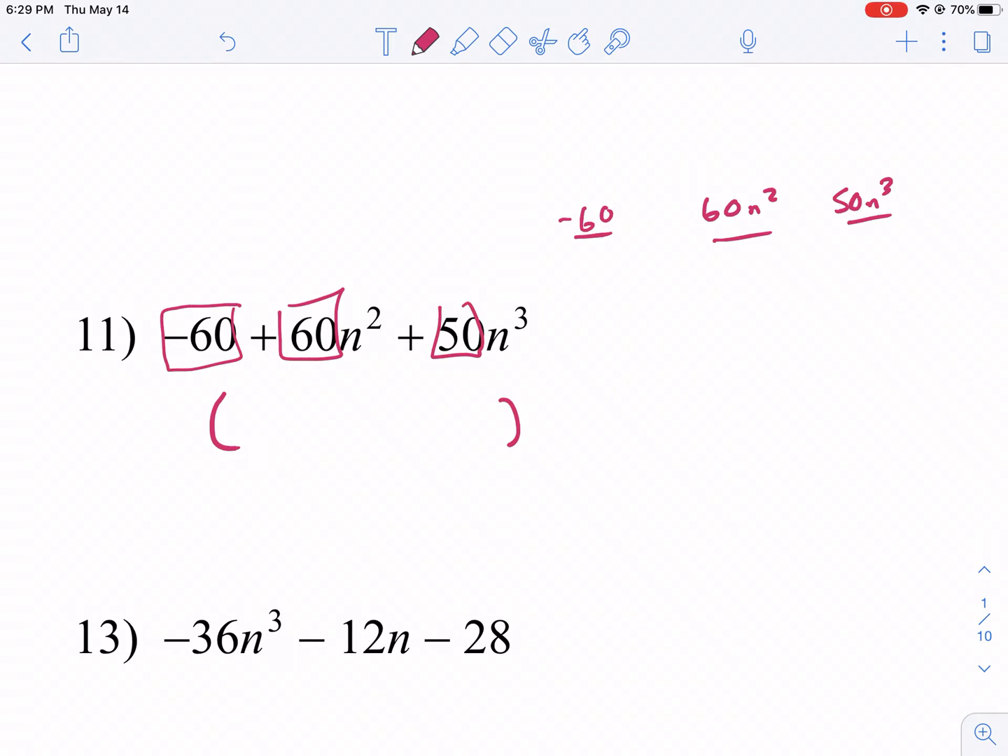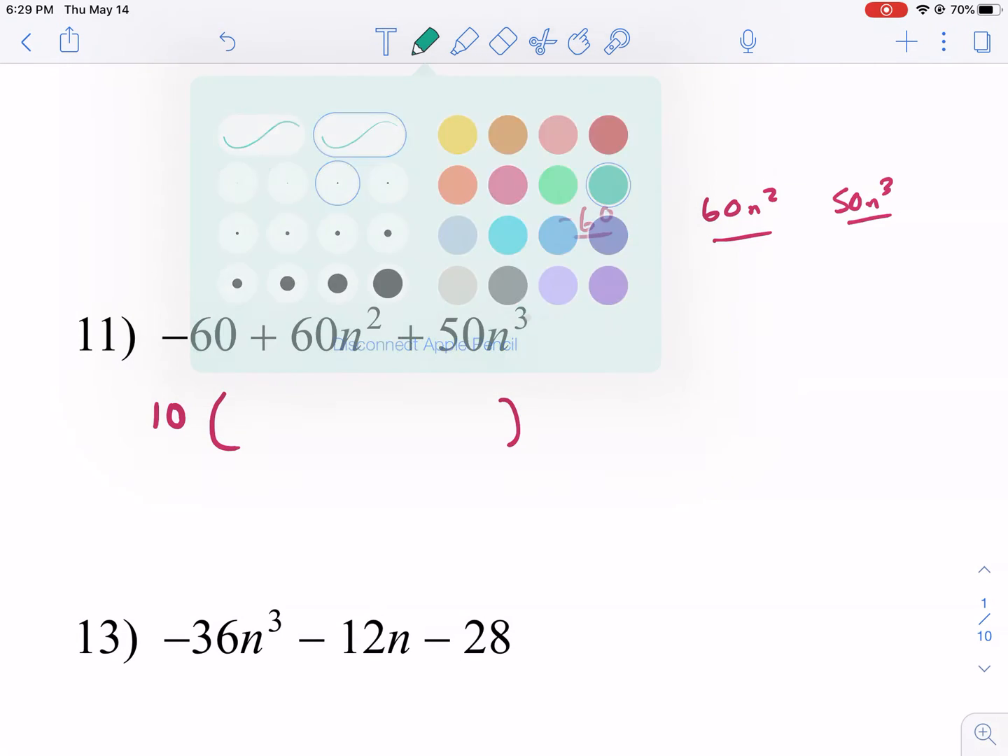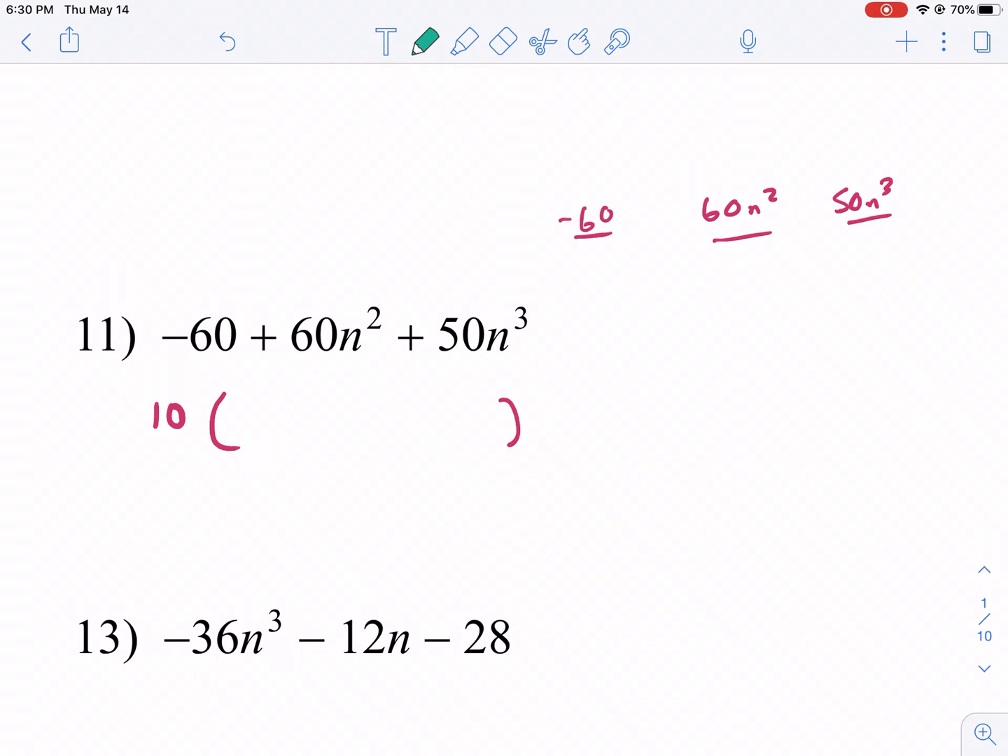I'm looking at the coefficients first. Okay, so the coefficients, we see that we have 10 as a common factor. 10 goes into 60, 10 goes into negative 60, 10 goes into 50. So I can just proceed from here because this does not have an n. If this term does not have an n, then that means we can't factor out a variable.